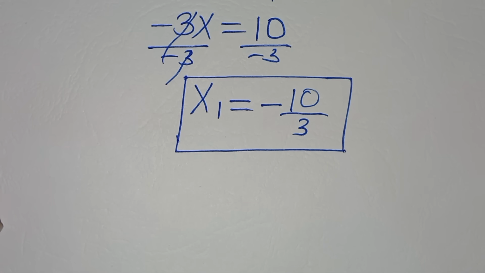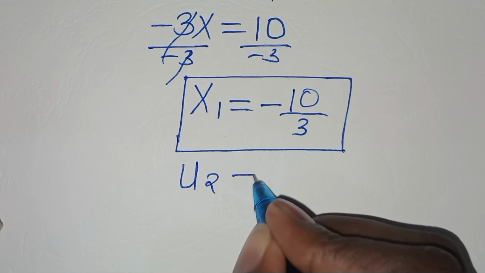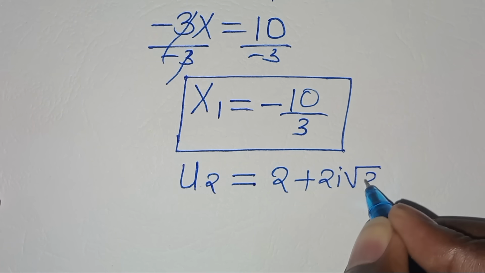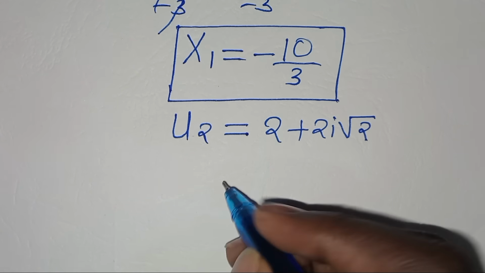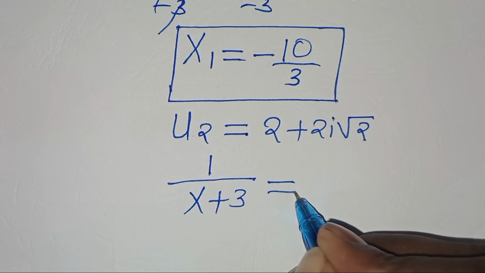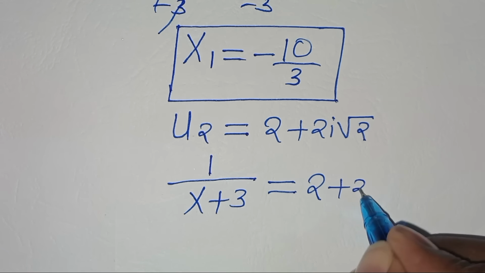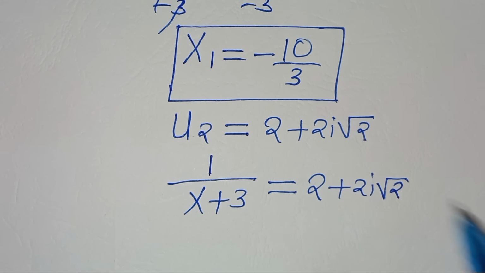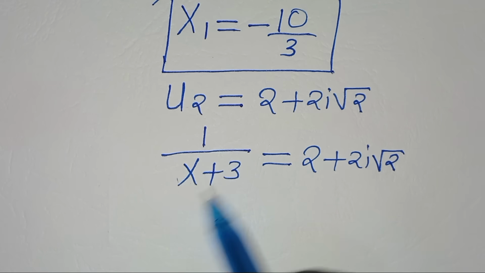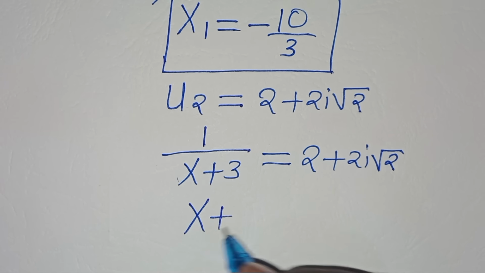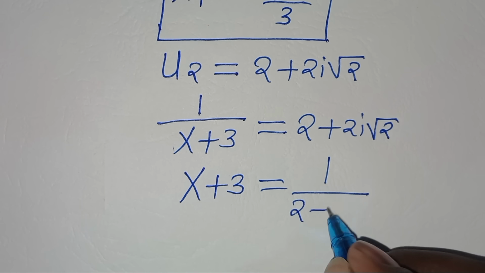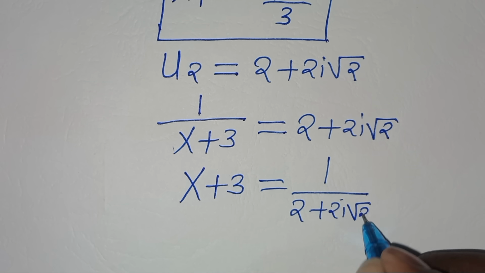Now, we have that u2. Let's proceed to u2. u2 is 2 plus 2i square root of 2. And again, if you recall, we have 1 over x plus 3 equal to u. In this case, we have 2 plus 2i square root of 2. Now, this means that here we can have a reciprocal of this, so x plus 3 is equal to 1 over 2 plus 2i square root of 2.